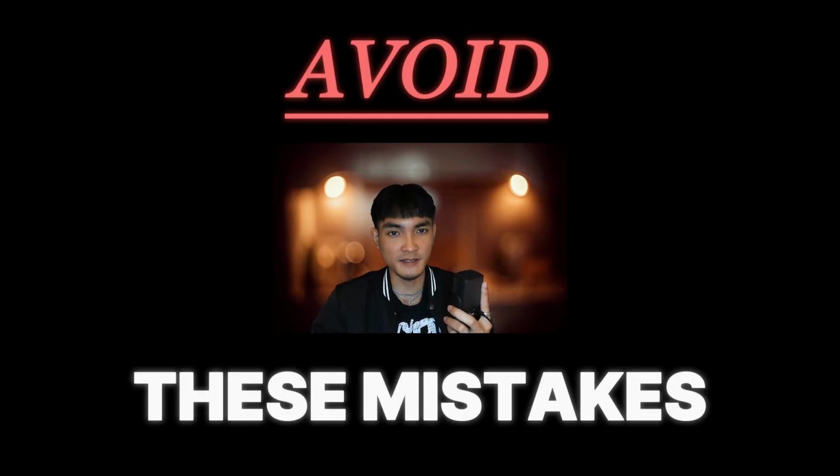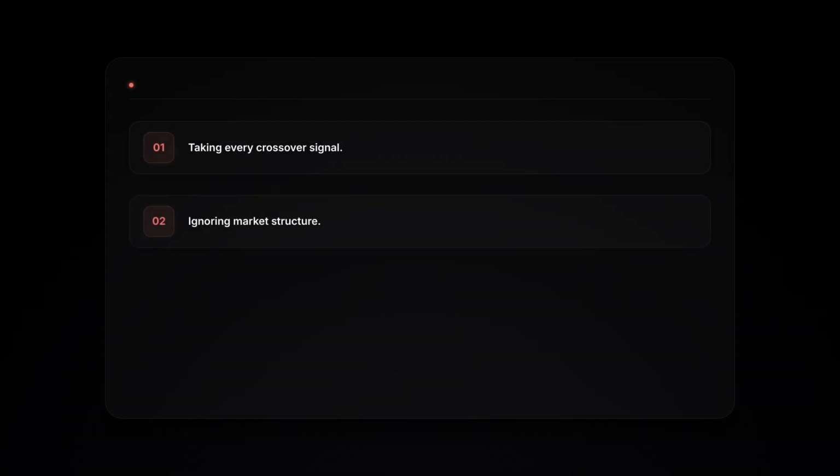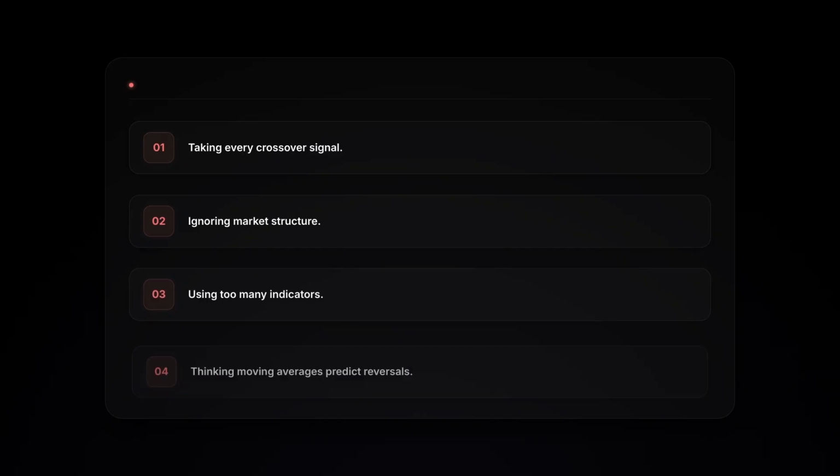Avoid these mistakes. Mistake number 1, taking every crossover signal. Not all crossovers are worth trading. Mistake number 2, ignoring market structure. The moving average should support what price is already showing you. Mistake number 3, using too many indicators. Many traders cover their charts with indicators and end up creating confusion. A clean chart with price action and a few moving averages is often enough. Mistake number 4, thinking moving averages predict reversals.